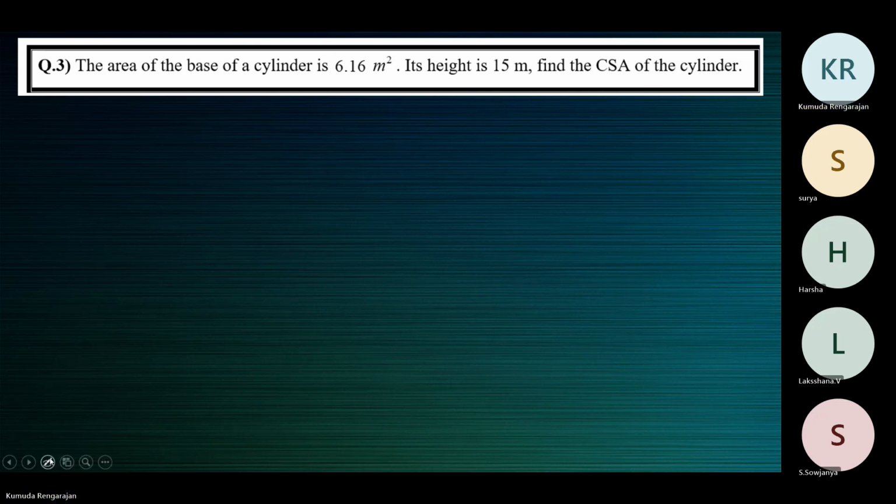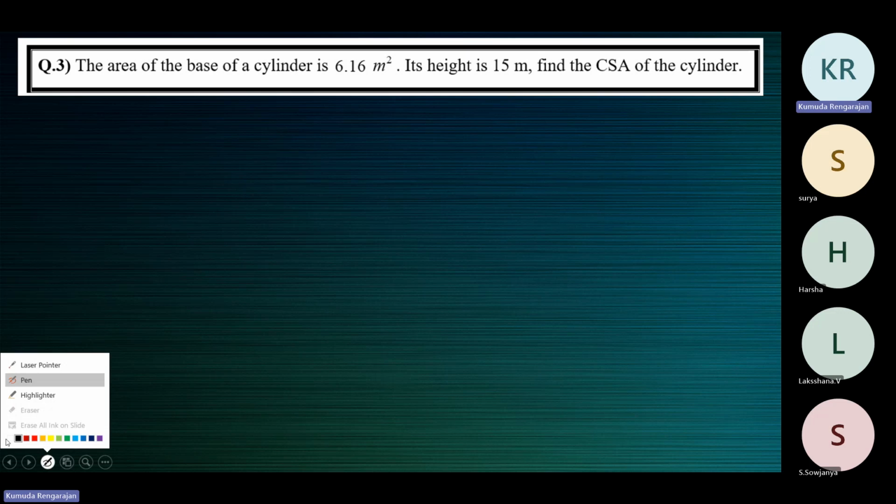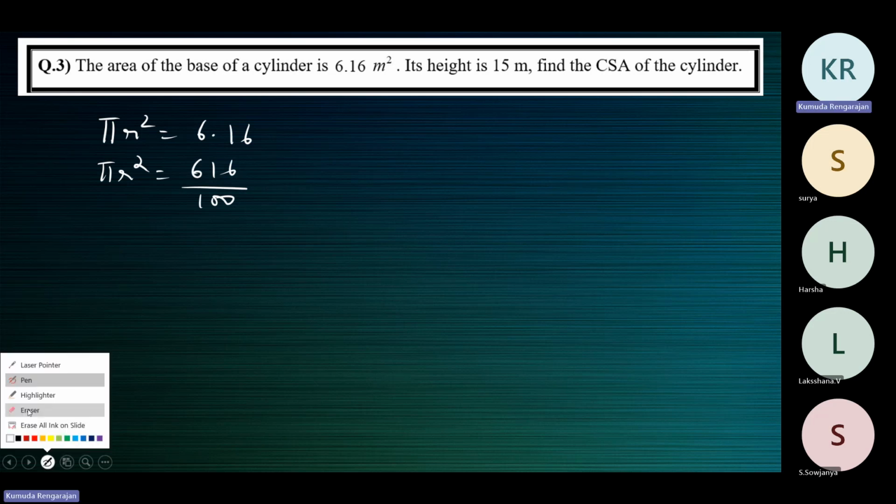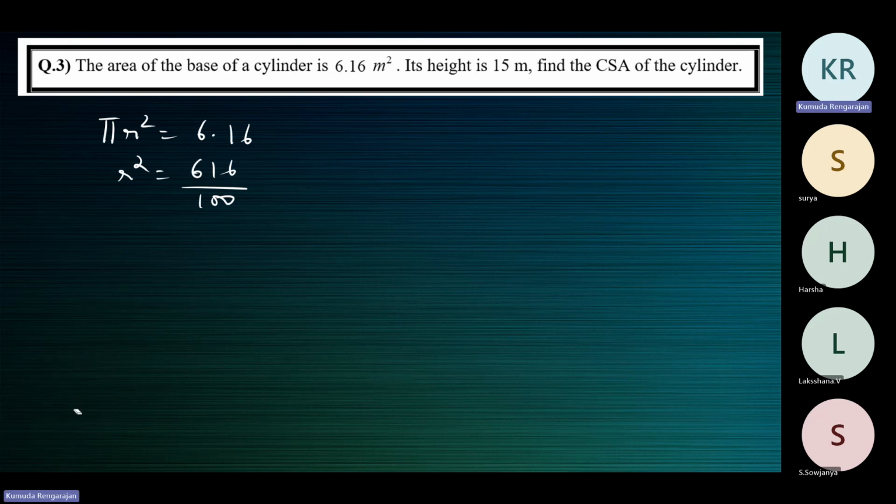So here we are given pi r square. Pi r square is equal to 6.16 meters square. So pi r square is equal to 616 divided by 100, shifting the decimal point. In fact, you can use pi as 22 by 7 here. 22 by 7 into r square. So r square is equal to 616 by 100 into 7 by 22. So you will get r square is equal to something and you will get r. You can find the value of r.